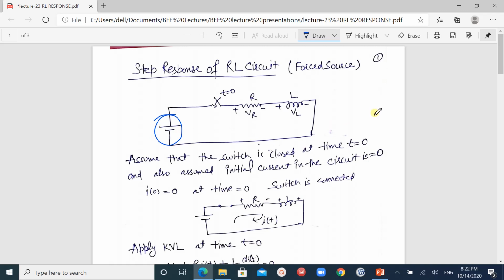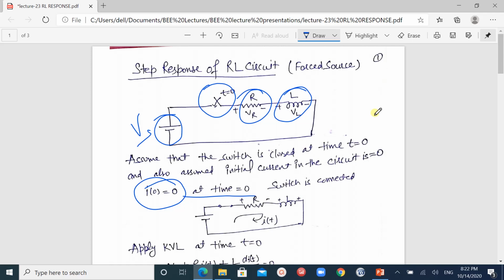So here we have the circuit in which we have a resistance R, whose voltage across R is VR, and an inductor whose voltage is VL, and here we have a key switch. It is on when t is equal to 0, and we have the voltage Vs, the supply voltage. Assume that the switch is closed at time t equal to 0, and also assume the initial current in the circuit is 0. So I0 means the initial current here. Initial current is equal to 0 at time t equal to 0.